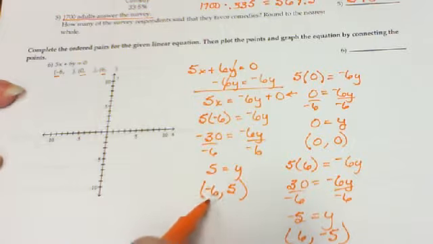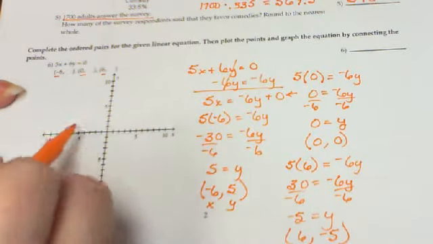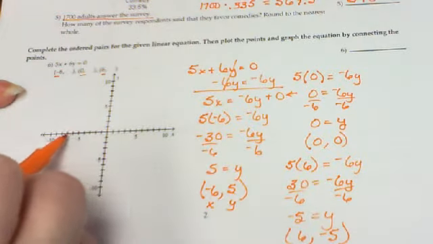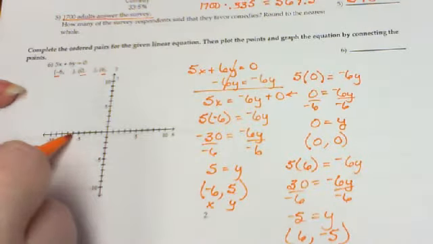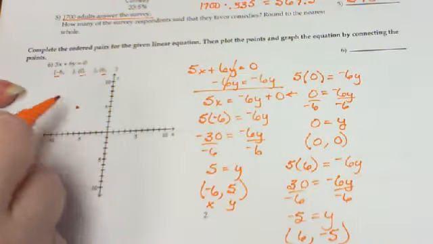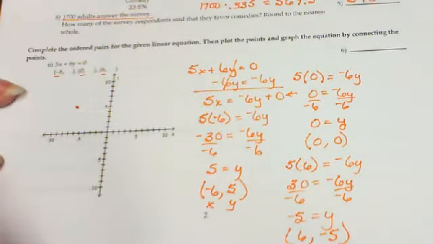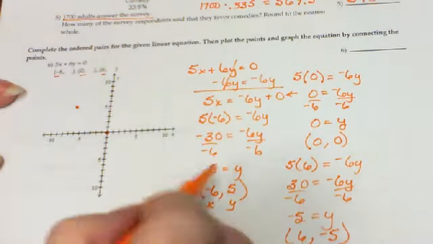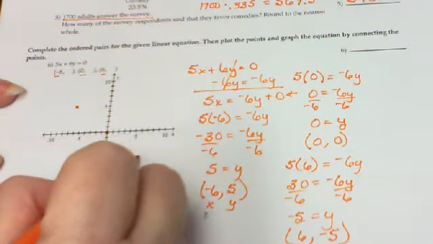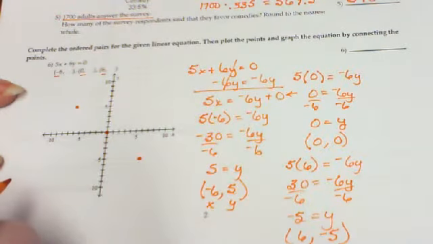Negative 6, 5, remember this is your x and that's your y, so on my x-axis I need to go to negative 6 and then go up to 5 on the y-axis. And that's my point. And then 0, 0 is in the middle, and then 6, negative 5 is 6 to the right, and then 5 down.